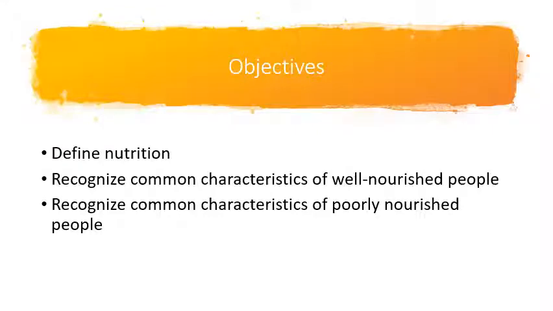Our objectives for our lesson today are: one, to define nutrition. Next is to recognize the common characteristics of well-nourished people. And lastly, to recognize the common characteristics of poorly nourished people.